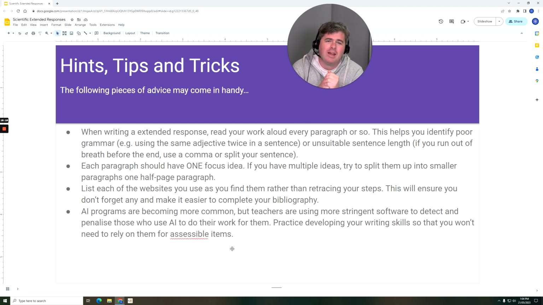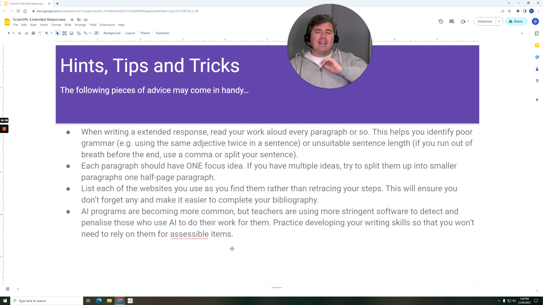If you start using AI for your assessments, teachers will begin to change the assessment so that becomes no longer possible. Or we'll start using proofreading programs and software that will detect them and you'll get 0. All right? Using an AI program is the same as asking someone else to write your assessment for you. It's not actually your work.